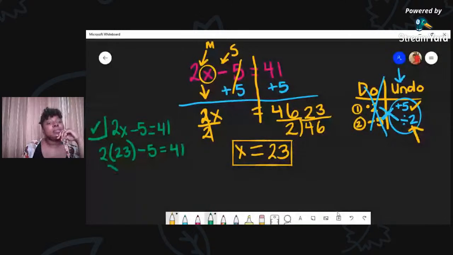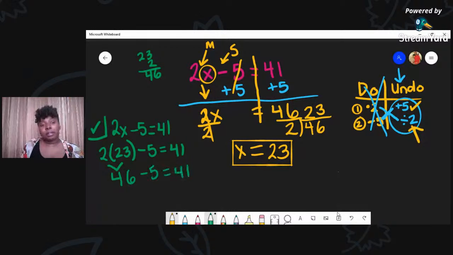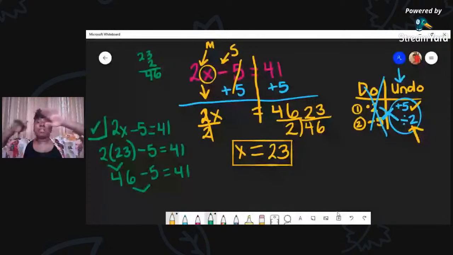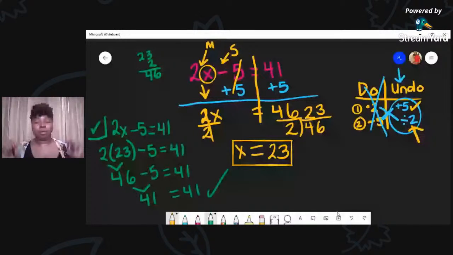Well, 2 times 23, always check, guys. 2 times 23, 3 times 2 is 6. 2 times 2 is 4. We get 46 minus 5 equals 41. Does 46 minus 5 equal 41? Yes, it does. Check. What's on the left balances with what's on the right. They are equal. Okay, so I know x equals 23 is the right answer.